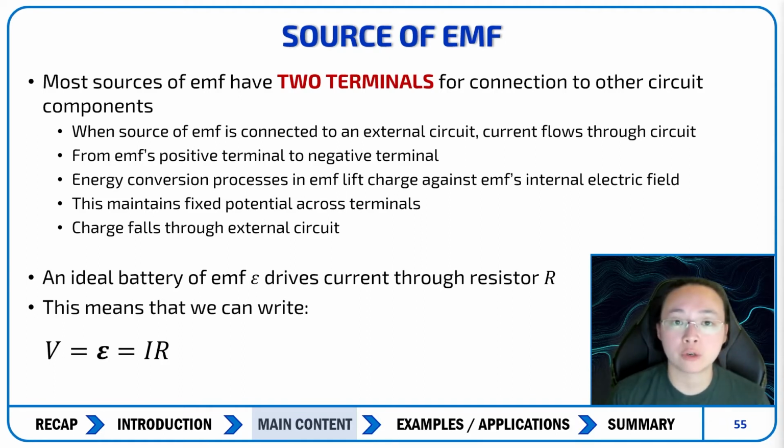Afterwards, your charge is going to fall through the external circuit. So we're going to go through some examples afterwards, just in case this is a little bit confusing. An ideal battery of an EMF epsilon is going to drive a current through a resistor R. It means that we can write V equals epsilon, the amount of voltage that the electromotive force applies, is equal to IR.